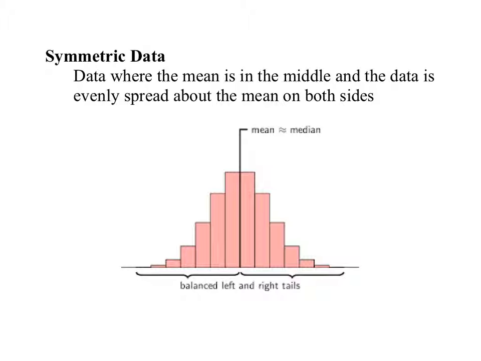Data is symmetric when you can have your mean be exactly in the middle, and then around the mean the data is evenly spread out on both sides.